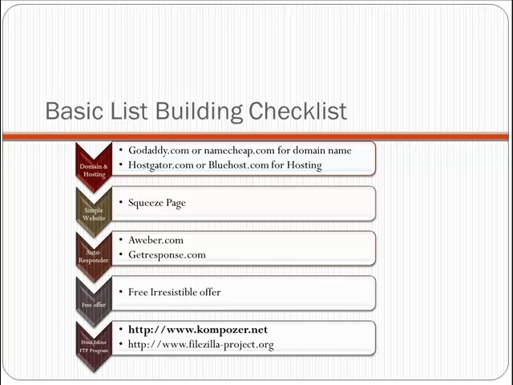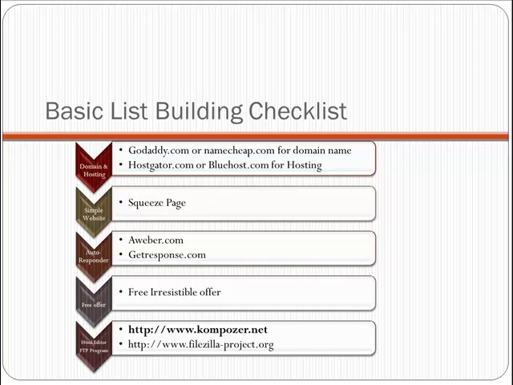You're going to need your autoresponder. I recommend AWeber or GetResponse. This is going to help you automate and set up your follow-up process. You're going to need that free, irresistible offer. You're going to need an HTML editor. We're going to be talking about editing and creating that squeeze page. So now we're going to be adding a few things into our checklist here. You're going to need an HTML editor and an FTP program.